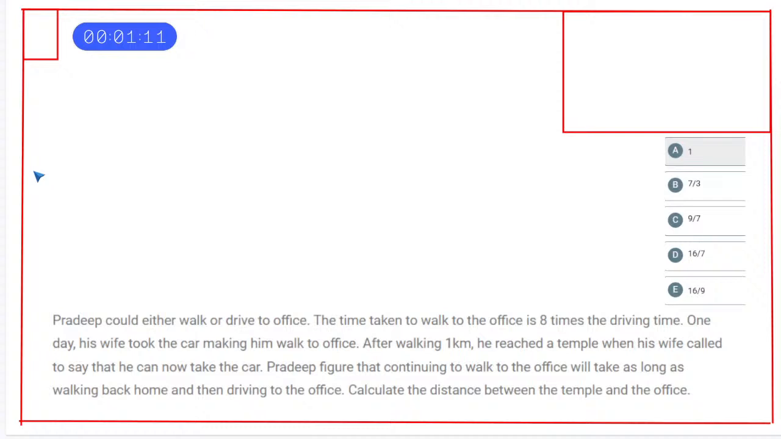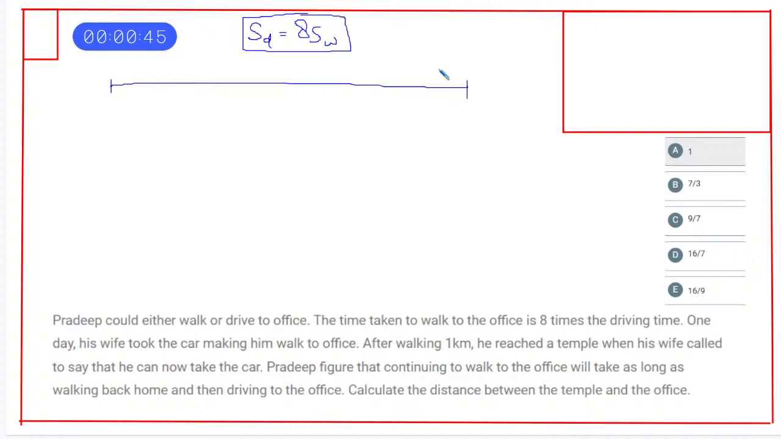So we have this question. Pradeep could either walk or drive to office. The time taken to walk to his office is 8 times the driving time. So we can say the speed of driving is 8 times the speed of walking. It is inverse proportion.